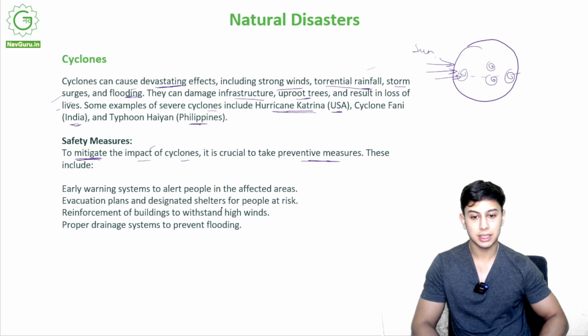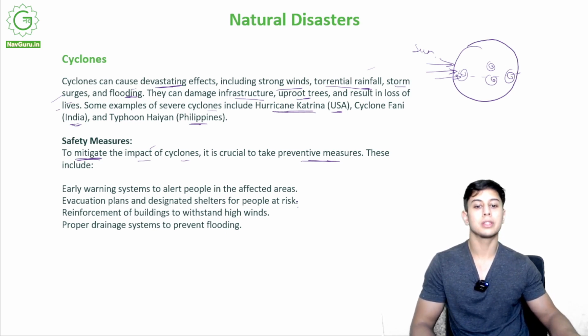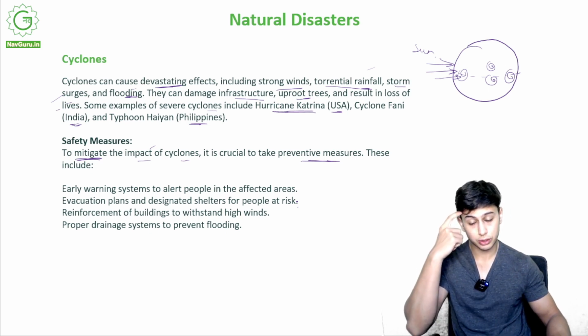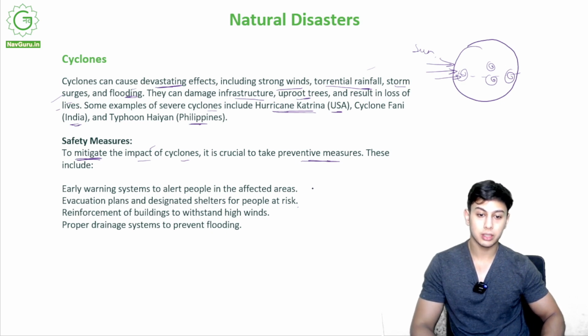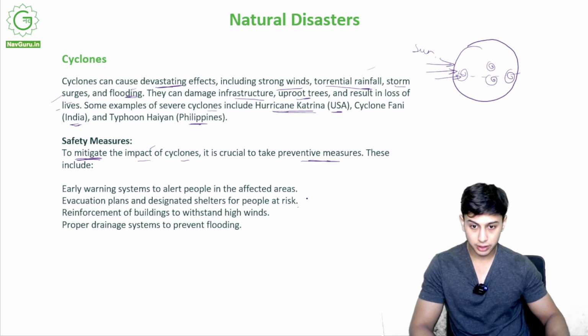Evacuation plans and designated shelters for people at risk. So, for example, if there is a cyclone coming in Odisha, the people of Odisha will move from that area. There would be evacuation plans. The necessary rescue authorities will put the evacuation plans into effect, and they will be clearing the people out of the area where the cyclone is about to hit, right?